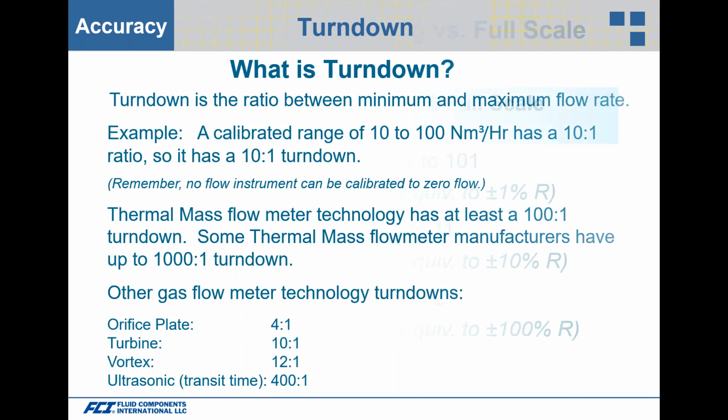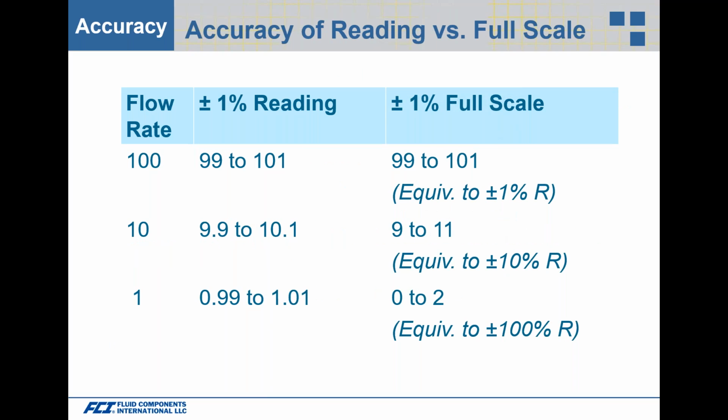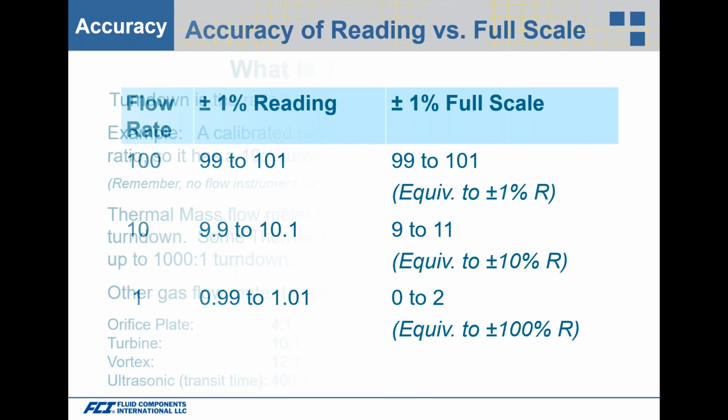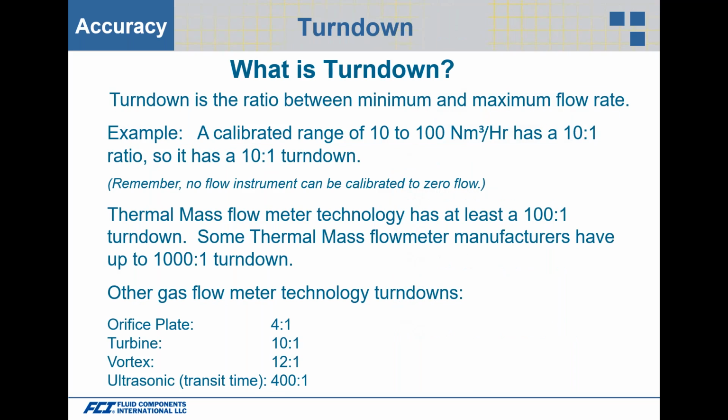Now, you'll notice on that slide that we had a flow rate between 100 to 1. That means we have a turn down of 100 to 1. The turn down is the ratio between the maximum and minimum flow rate. So a calibrated range of 10 to 100 normal cubic meters per hour has a 10 to 1 turn down. Thermal mass flow meter technology has at least a 100 to 1 turn down. That's a very large flow turn down, and that's one of the benefits to using a thermal mass flow meter. Some manufacturers actually can go up to 1,000 to 1 turn down.